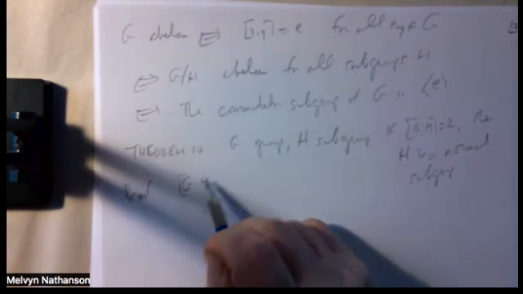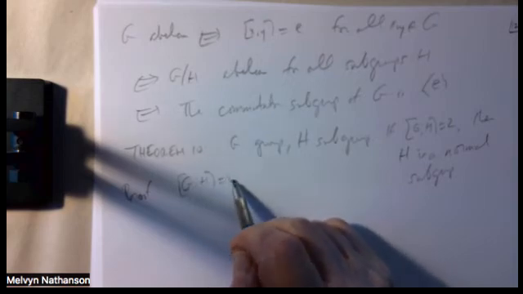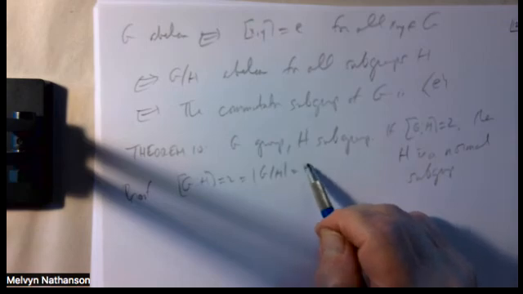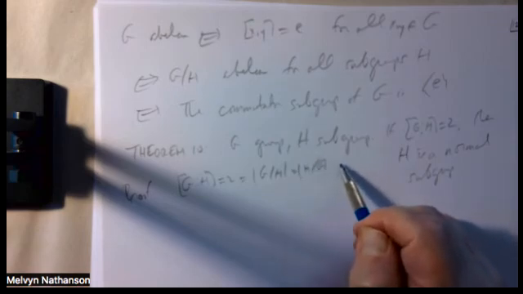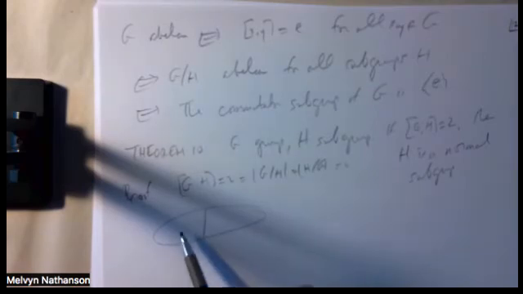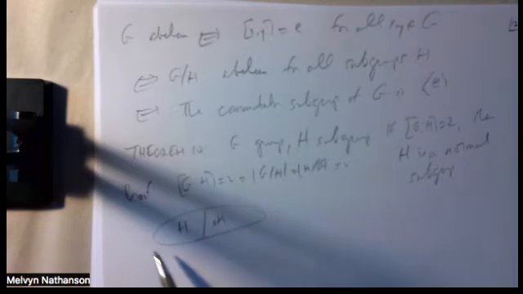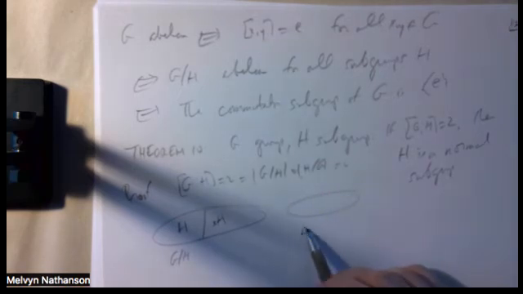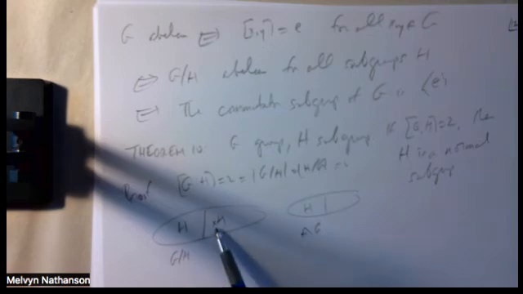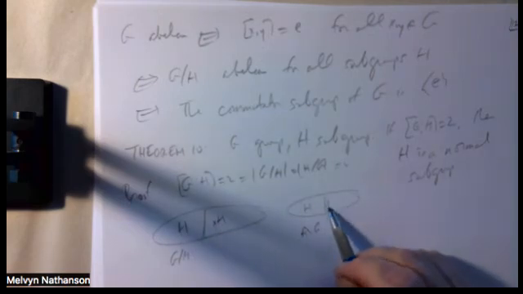So if the index of H in G is 2, that means the number of left cosets and the number of right cosets is 2. So here I have my group G. I have H, and there's only one other left coset, say XH. So this is the left cosets, G mod H. But I also have the right cosets. One of them is H, and X is not in H, otherwise XH would be equal to H, so this has to be HX.